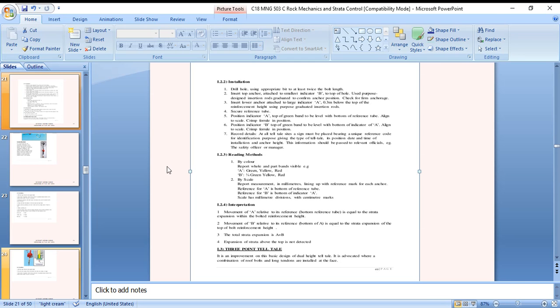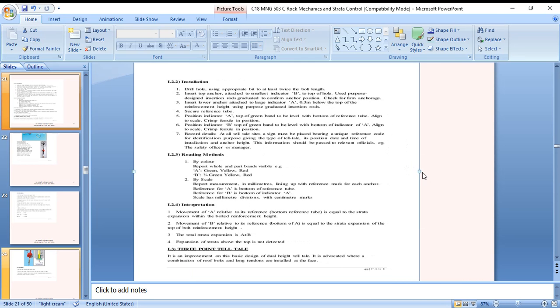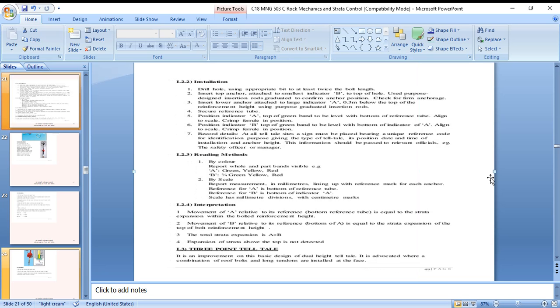Drill a hole using the appropriate bit, to be at least twice the length of the bolt. Insert the top anchor attached to the smallest indicator B to the top of the hole, using the purpose-designed insertion rod graduated to confirm the anchor position. Check for firm anchorage.